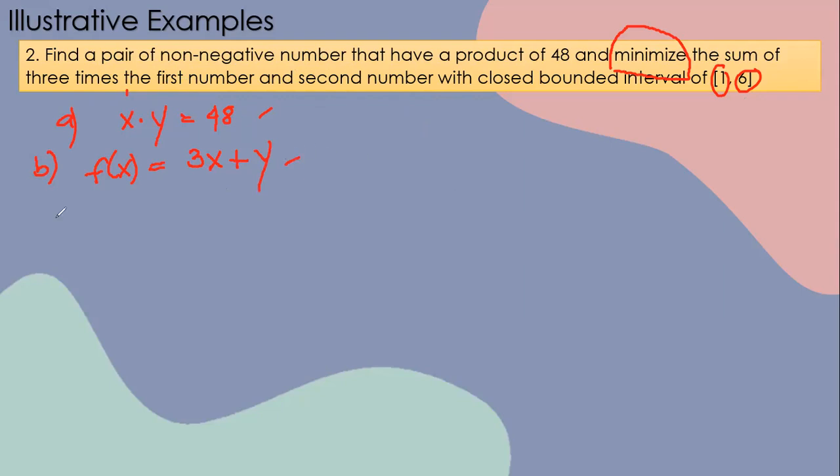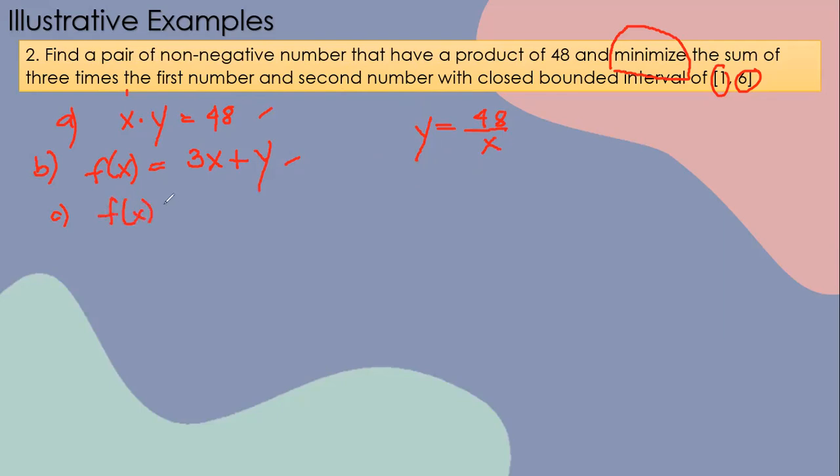Third step, dapat pare-parehas yung x. So, dapat walang y. So, kukunin natin yung y dito sa unang equation. So, our y is equal to 48 over x. Dinivide ko lang both sides sa x para ma-cancel si x sa other side. So, nakakuha tayo ng equation y is equal to 48 over x.